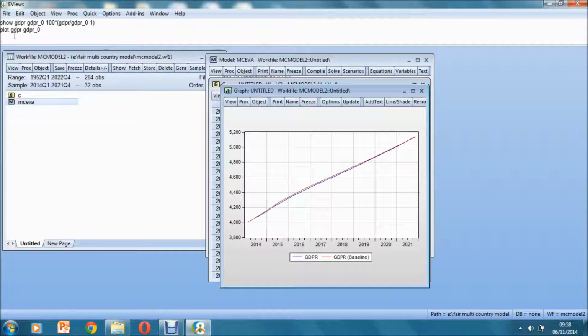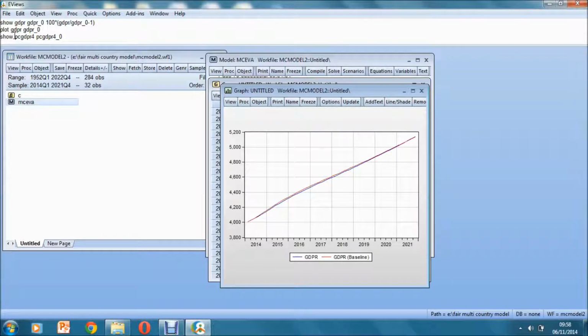The problem is that although the differences may be very small in terms of the levels of the series, these differences can produce quite noticeable differences when it comes to calculating growth rates. So for example, if we want to look at the growth rate of US GDP, we type in PC GDPR4, which will give us the Fair solution for the growth rate, and PC GDPR4_0, which gives us the EViews solution.